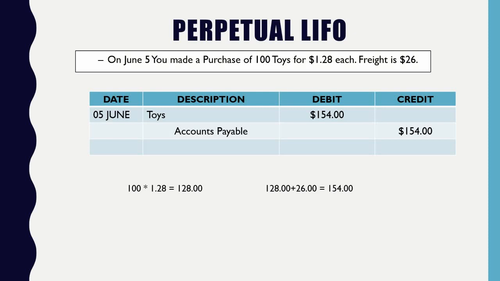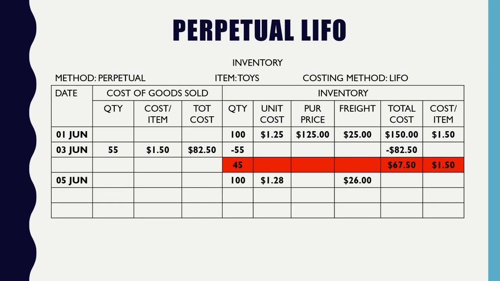Then on June 5th, we purchase an additional 100 toys for $1.28 with a freight of $26. Once again, we plug that into our inventory worksheet. Now we have 100 at $1.28, which gives us 128, plus 26 to equal 154. Once again, we calculate the cost per item for this one, so it's going to be $1.54. Here we have a second batch of inventory, so I'm going to make this one yellow.